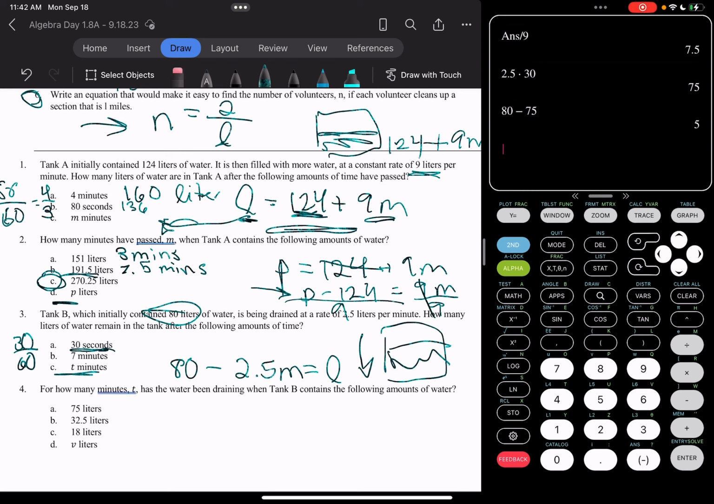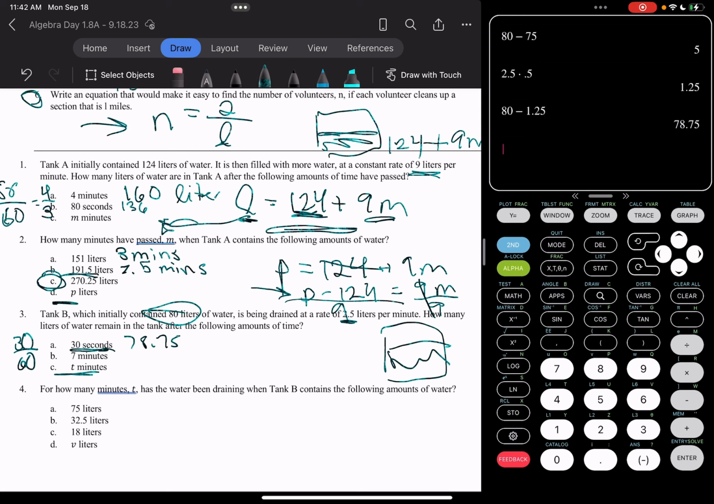So 2.5 times a half is 1.25. So 80 minus 1.25 gives us 78.75. So after only 30 seconds, and that makes sense, because it's draining at 2.5 liters per minute, it's only lost 1.25 liters, a very small amount. All right, that makes a lot more sense. I was like, that's a very small number.